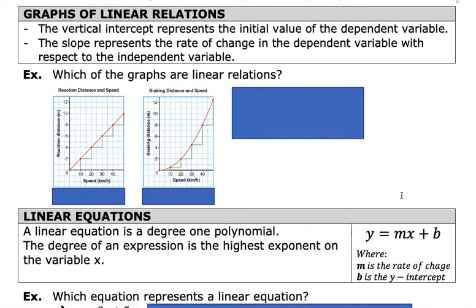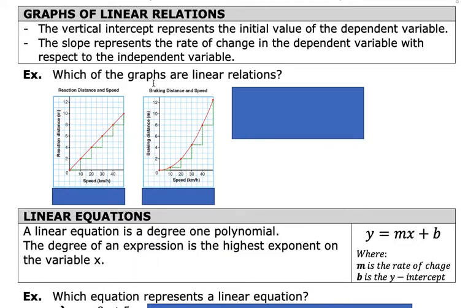Next, graphs of linear relations. The vertical intercept represents the initial value of the dependent variable. The dependent variable is y, and if you remember our sentence for understanding which axis is which, y depends on x if there's a causal relationship. The slope represents the rate of change of the dependent variable with respect to the independent variable. So y depends on x, and we're looking at here the difference in height, which is the rise divided by the run. If this is constant, like you see here, I'm not going to reveal it.